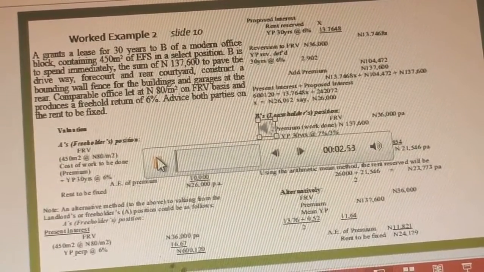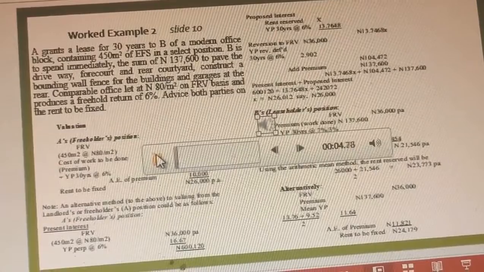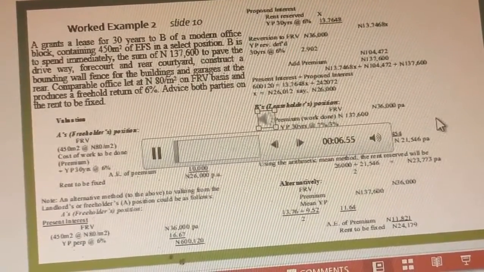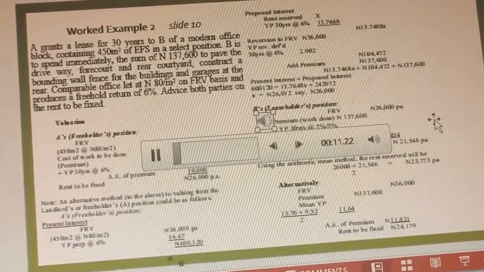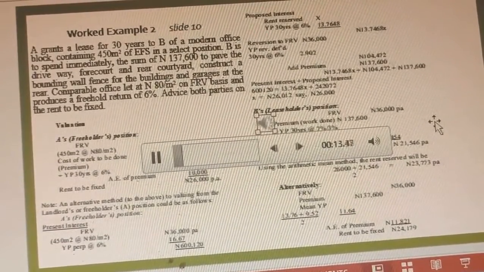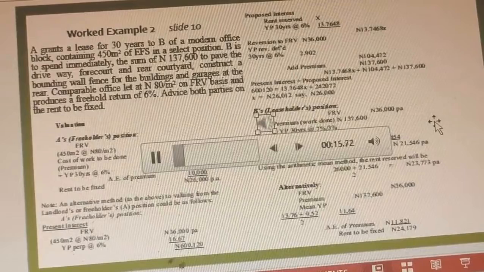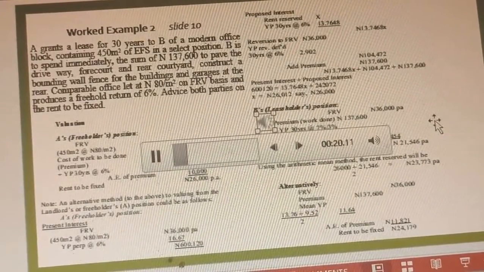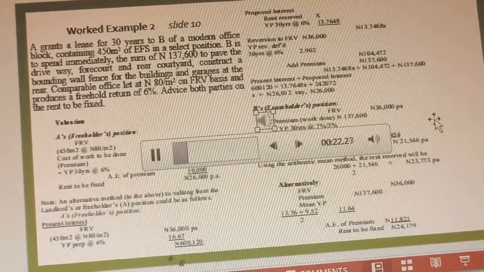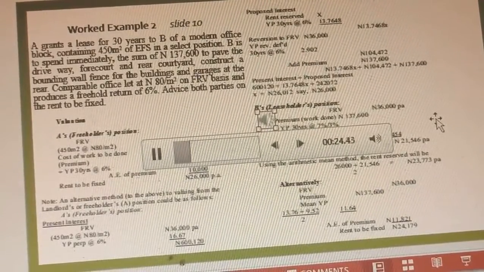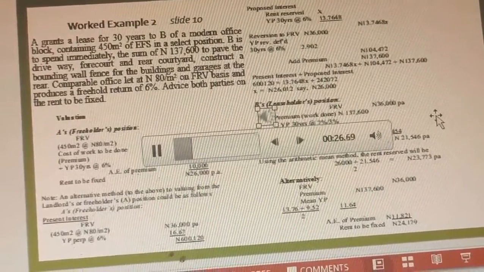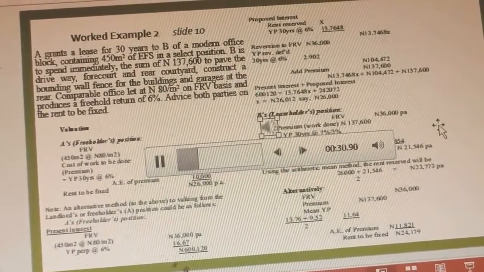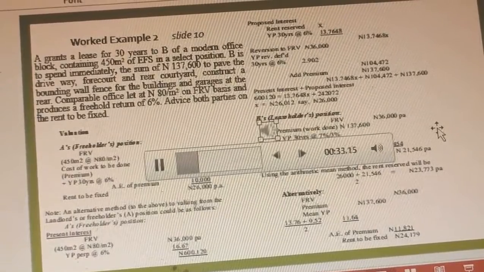Please take a look at worked example 2 and a deeper look at the solution to be able to digest the issue of looking for rent to be fixed by both parties. A grants a lease for 30 years to B of a modern complex office block containing 450 square meters of effective floor space in a select position. B is to spend immediately the sum of 137,000.